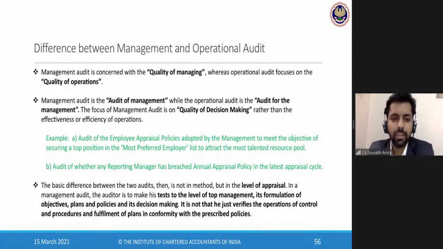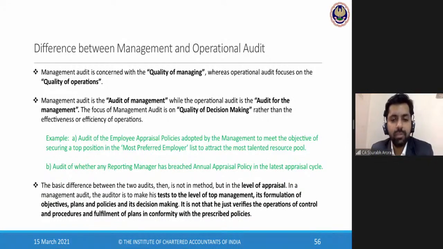No, it's not. The first example is not operational audit. It is the management audit, because we are discussing the management decision, and the second is the implementation of the operations decision, and this is the operational audit.